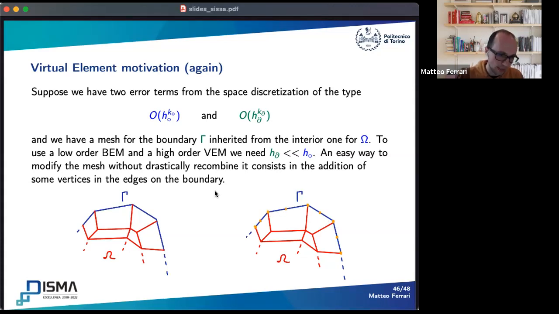We have in this way obtained a very smaller mesh parameter on the boundary. And so these two errors can become balanced with a very high K circle here and a small K partial here. This is something that we can do with virtual element to consider this polygon with these hanging nodes inside. And this was my last motivation, again, of the use of virtual element.